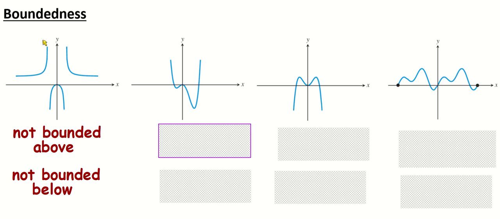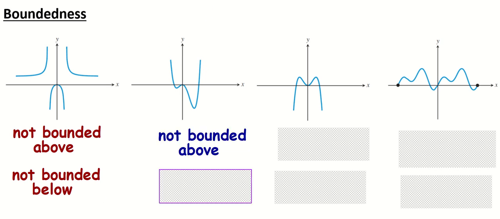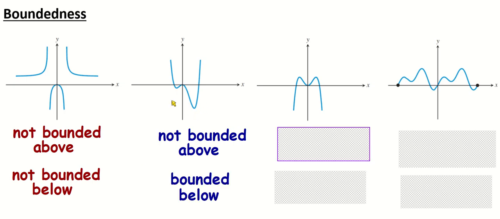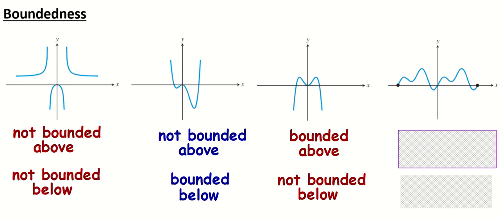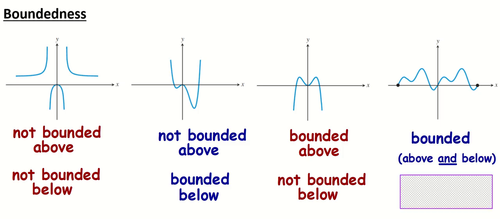But this is an example of a graph that's not bounded above, and it's not bounded below. This one though, obviously this graph would keep going up and up, so it's not bounded above, but there's a low point, so it is bounded below. It's bounded below by that value. But this is an example of bounded above but not bounded below.